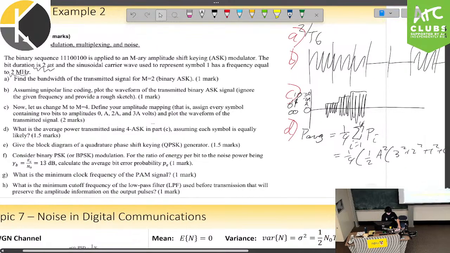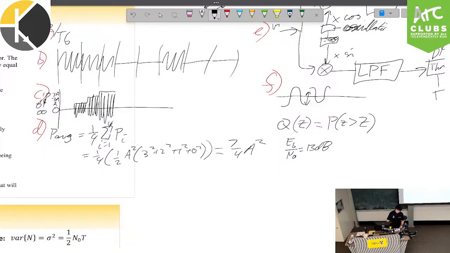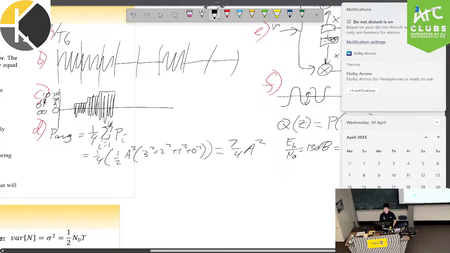Next up, other things to note is we got this Eb/N0 equals 13 decibels. Mind you, this is a power ratio, so we're using 10 log10. So if I go into my calculator, I can actually say this is going to be equal to 10 to the power of 13 on 10 in terms of linear units. So 10 to the power of 13 on 10 should give us something near 20. Yep. Ish. Good stuff.